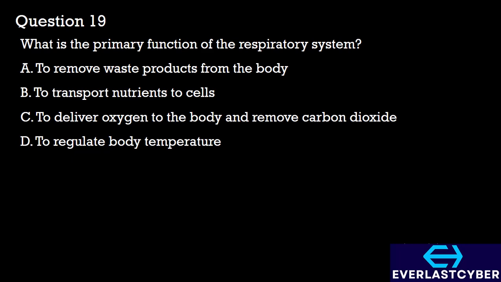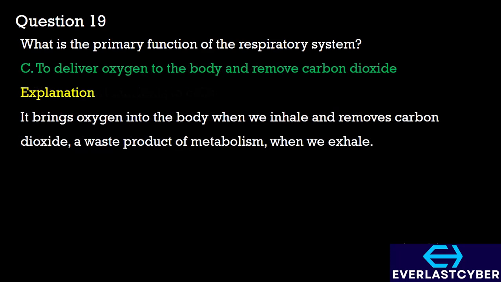The thermoregulatory system regulates body temperature, and it includes mechanisms like sweating and blood vessel dilation and constriction. So, based on the options we have, the primary function of the respiratory system is option C, to deliver oxygen to the body and remove carbon dioxide.